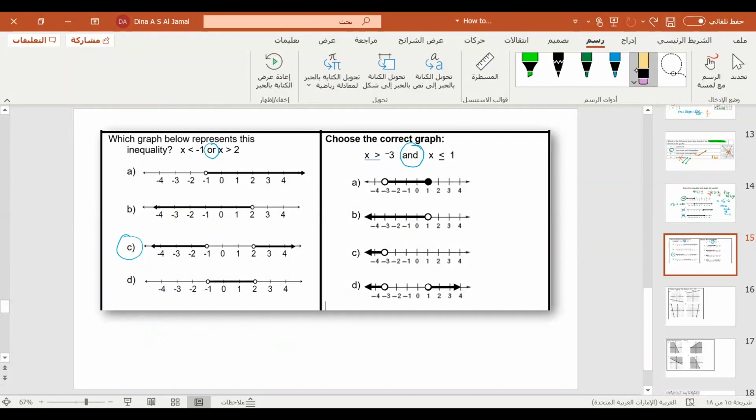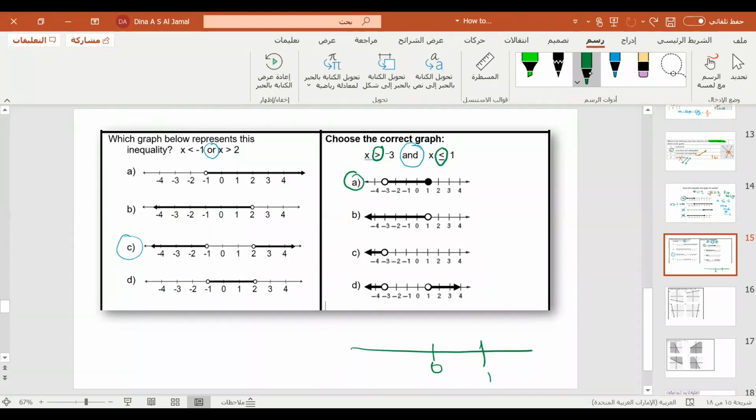So here, let's go to the AND. Here I'm having one of the inequalities with an open circle, one of them with a closed circle. So I have to search for one of them with open, the other one with closed. If you can see, all of them are having open except this one, open and closed. So let's graph it to prove.